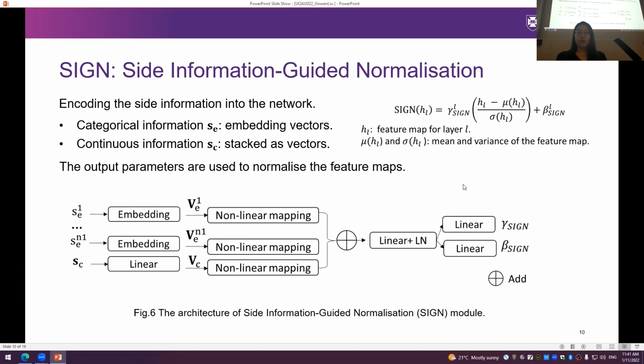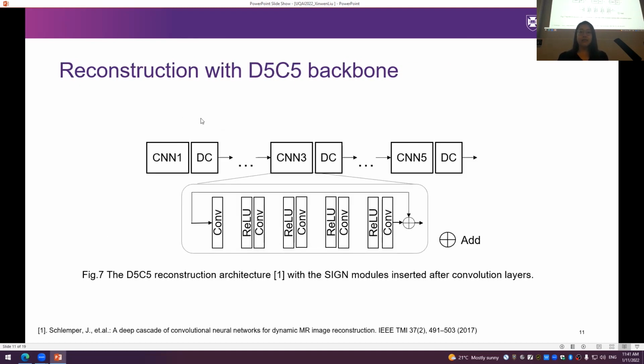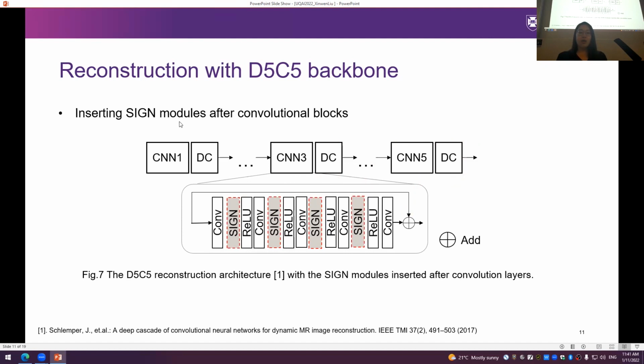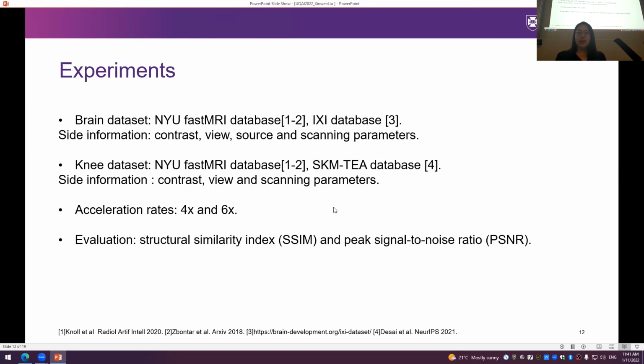The good thing about our proposed module is that it's ready to insert into any baseline architecture. For example, this is the D5C5 that I showed you just now. And then we can insert our proposed SIGN module after the convolutional layers in this baseline architecture. And then we conducted experiments to see the effectiveness of our proposed method.